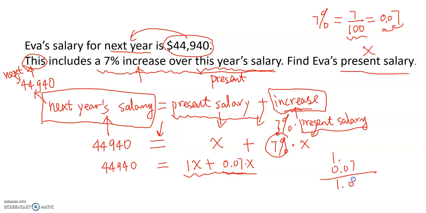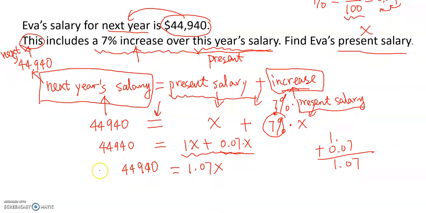So that gives you 1.07. So combining these two gives us 1.07x. And on the left-hand side, we keep it. Now next, we're going to do division here, and divide both sides by 1.07.